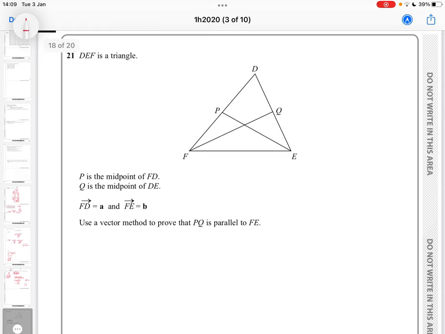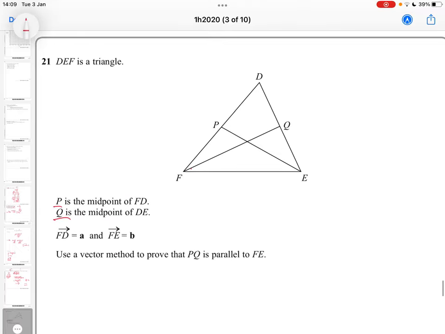Right, the next question is, we're nearly there, a vector question. So first thing I'm going to do is, it's telling me that P is the midpoint of F to D, Q is the midpoint of D to E, and it's giving me some vectors. So I'm going to fill them in. So if we have some midpoints, F to D is A, so that means this is going to be a half A, and this is a half A.